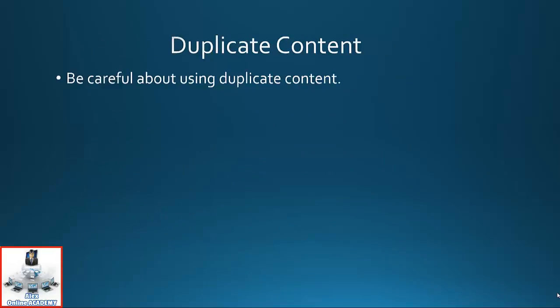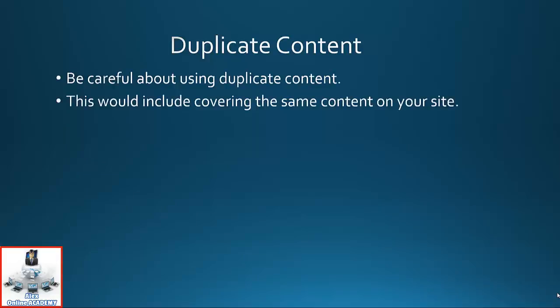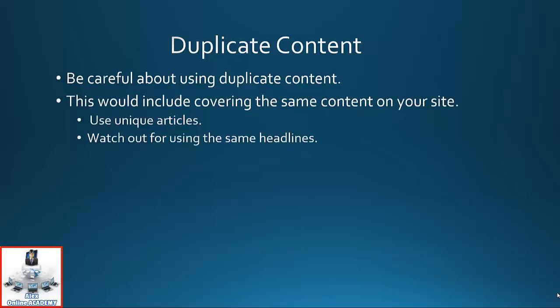Duplicate content. Be careful about using duplicate content. We already stressed that in the on-page factors because it is so important, but I wanted to stress it again. This would include covering the same content on your site. Use unique articles on your site. Watch out for using the same headlines. That's something, especially if you have a lot of content, where you could run into that. In fact, a major article directory called Ezine Articles, which has tons of different articles, many of them actually ended up having some of the same headlines, and they've actually gotten to the point where they do not accept any articles unless they have unique headlines, completely unique, of course.